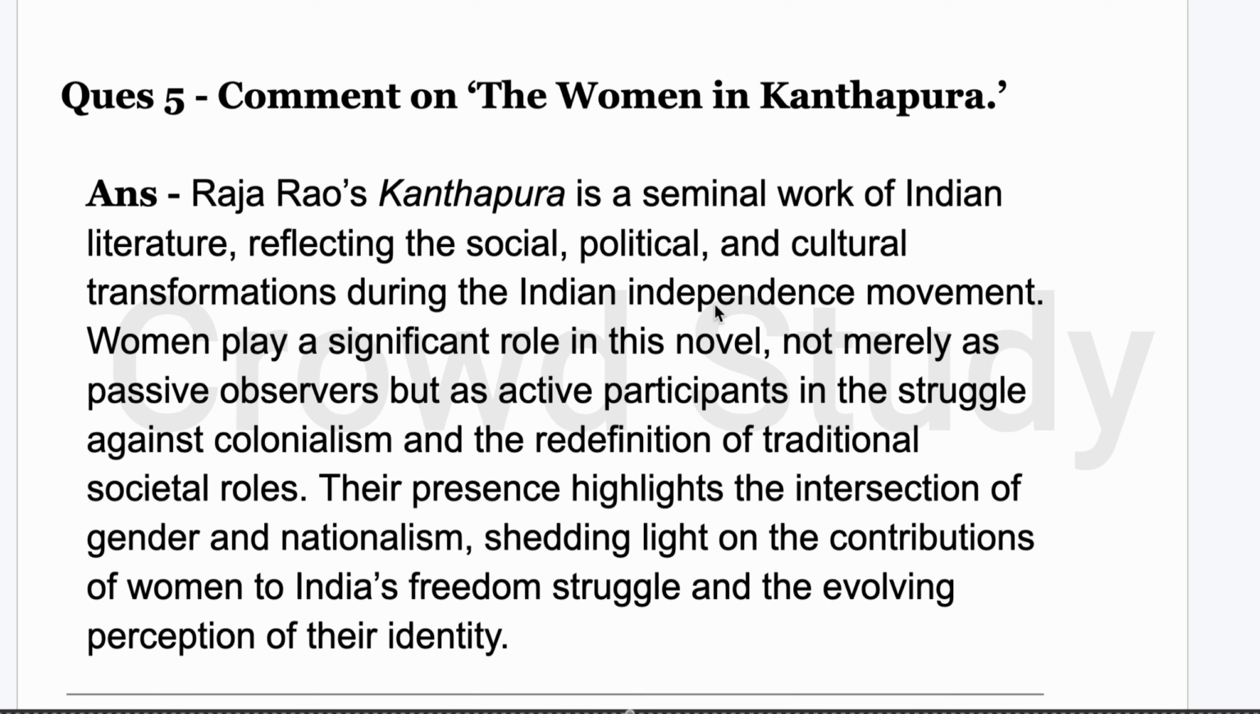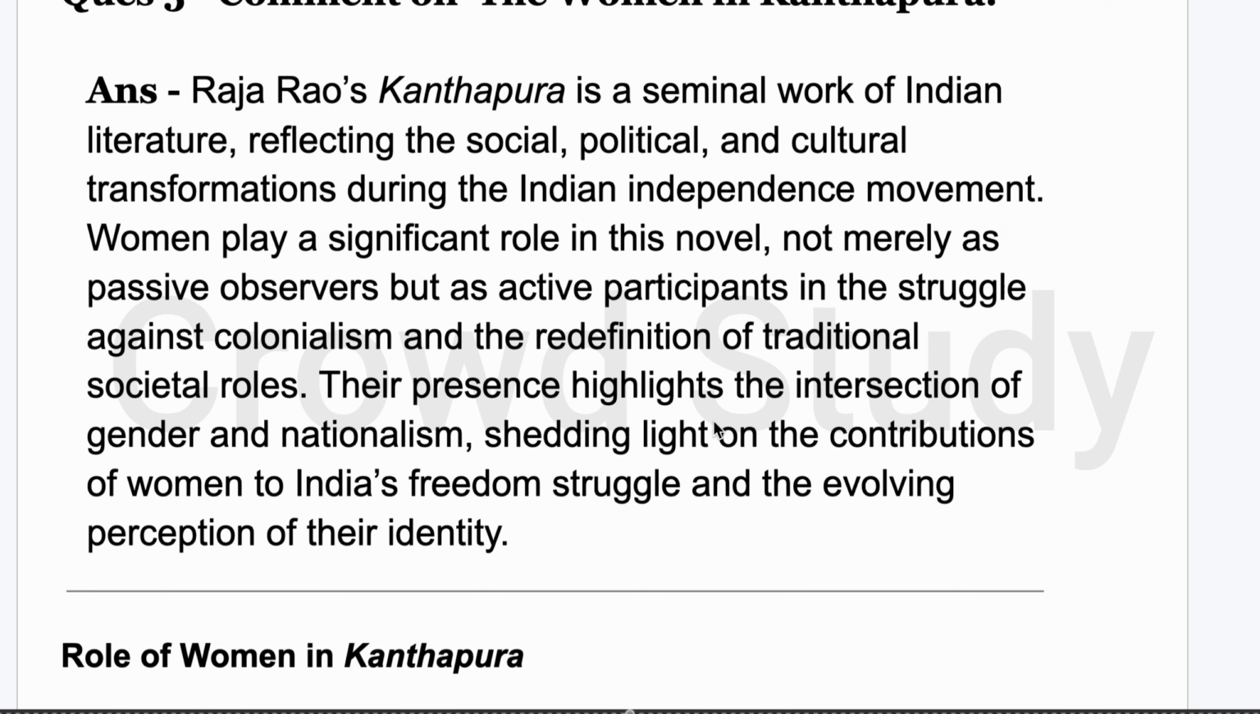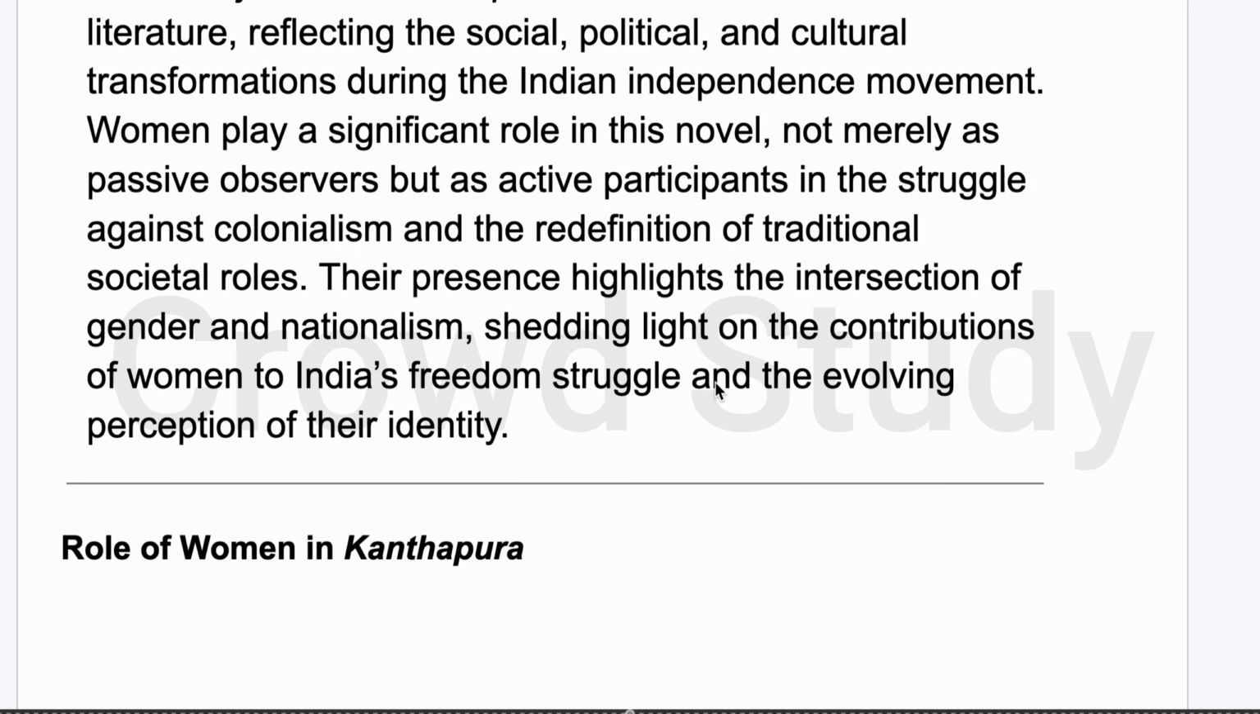During the Indian independence movement, women play a significant role in the novel, not merely as passive observers but as active participants in the struggle against colonialism and the redefinition of traditional societal roles. Their presence highlights the intersections of gender and nationalism, shedding light on the contributions of women to India's freedom struggle and the evolving perception of their identity.